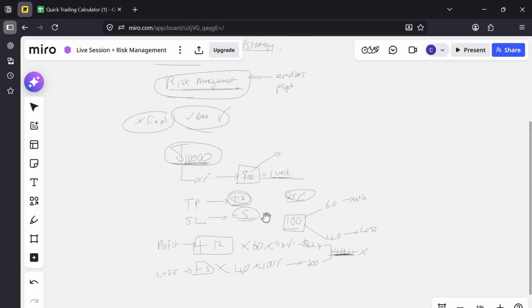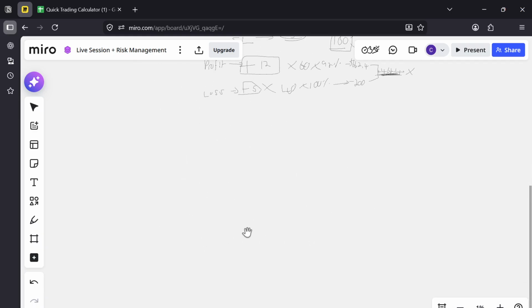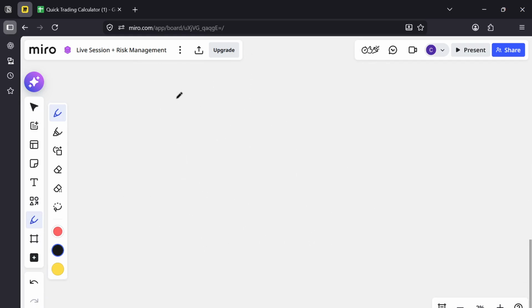Now, before we get into the live session, we need to understand one last important thing, which is stop losses and take profits, but specifically the trailing stop loss, so TSL. It's literally just the trailing stop loss, the TSL.